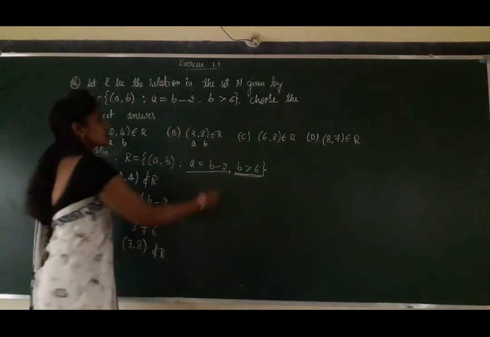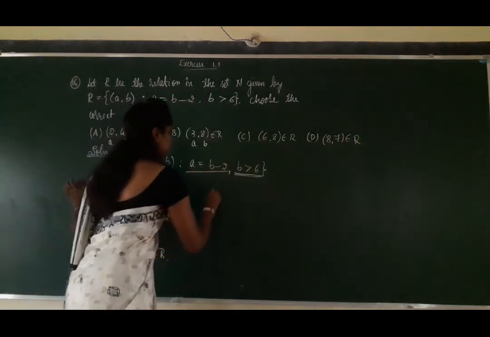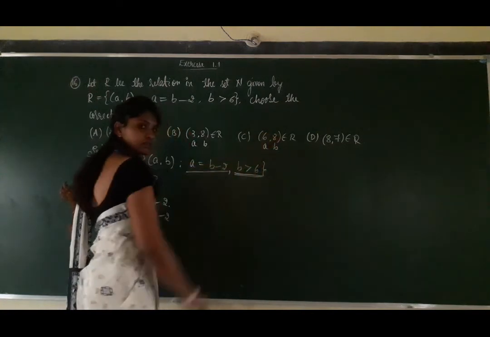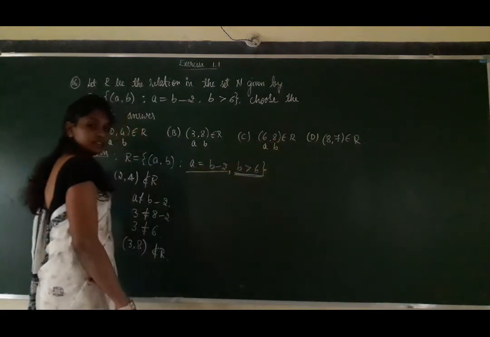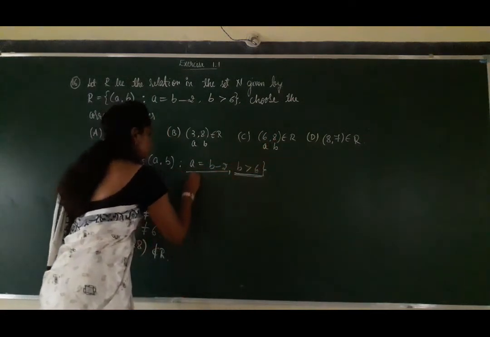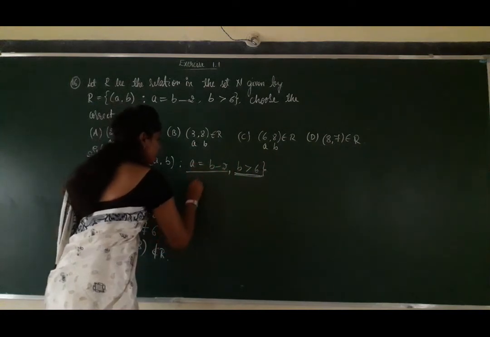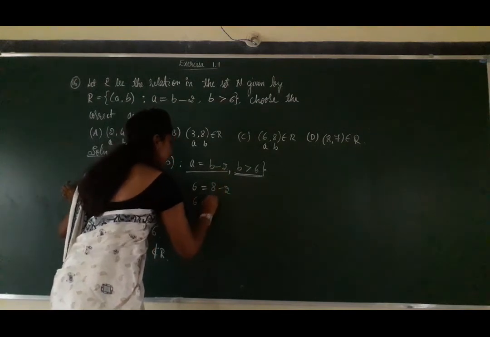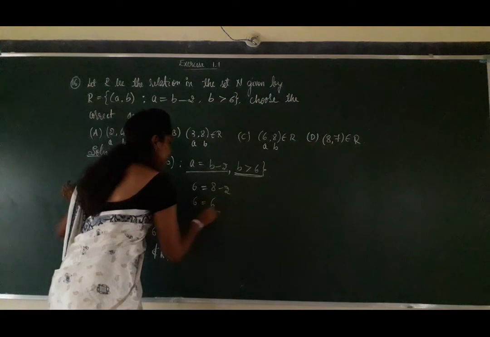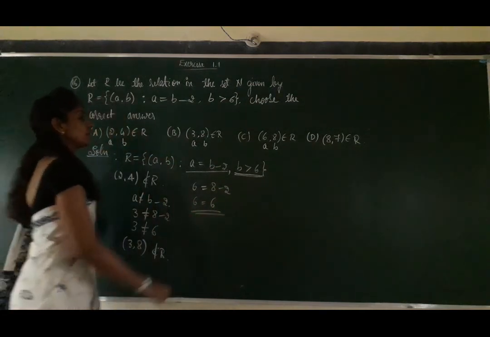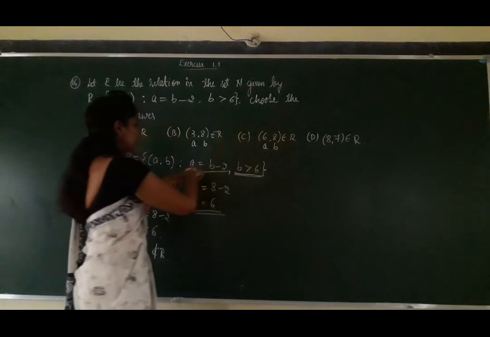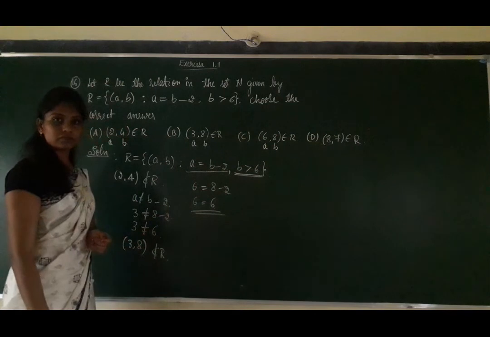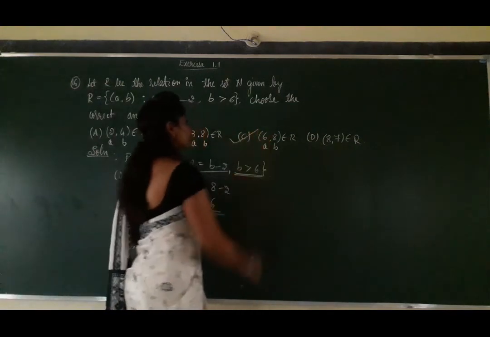Clear? And coming to the third option, (6, 8). The value of A is 6 and B value is 8. B is greater than 6, is 8 greater than 6, right? So we will check for this, A is equal to B minus 2. The value of A is 6, which equals B value 8 minus 2, becomes 6. 6 is equal to 6. It is right. That's why this ordered pair satisfies the given relation. Okay? That's why option C is the correct answer.